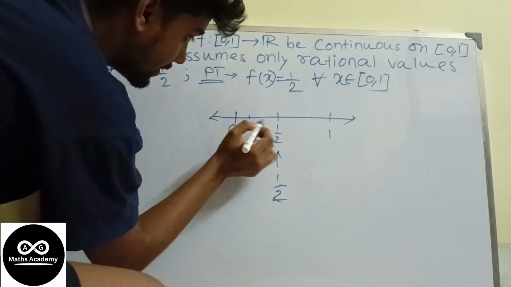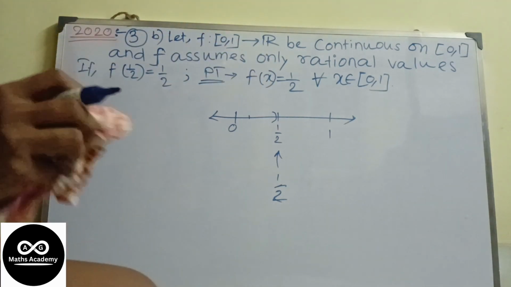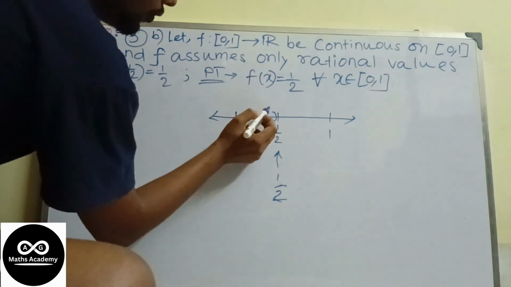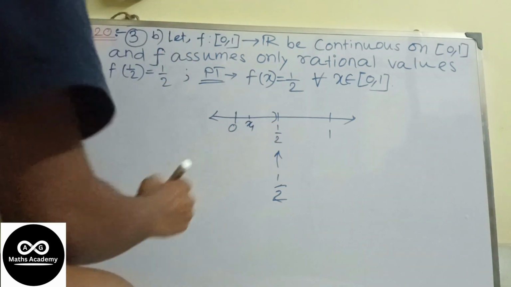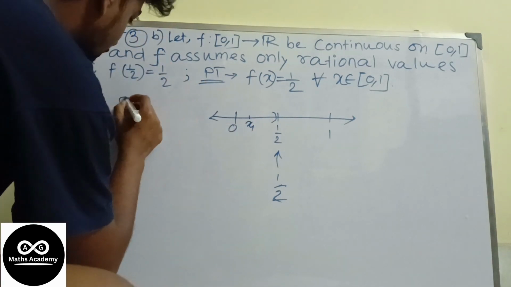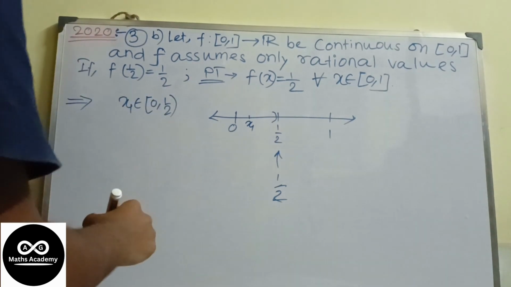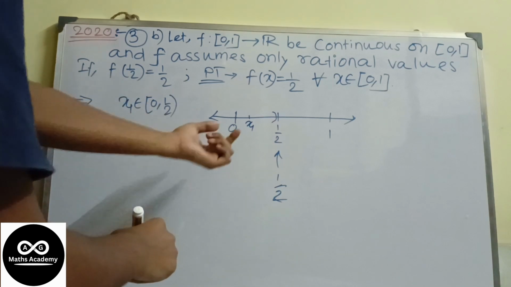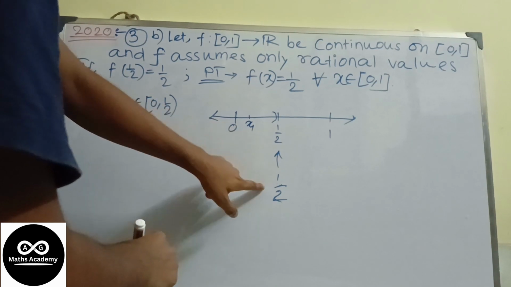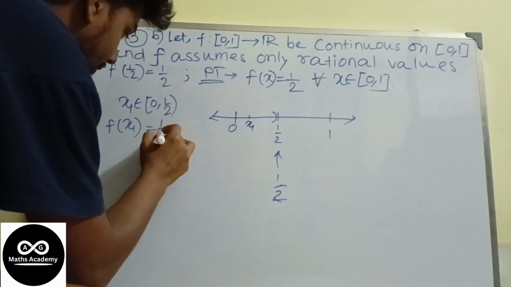So now how we're going to approach this is, first we are going to take a point from 0 to half, which is not half but less than half, before the half. Let's say x1. We take x1 from closed 0 to half, so x1 belongs to closed 0 to half, and we're gonna show that f of x1 is equal to half.